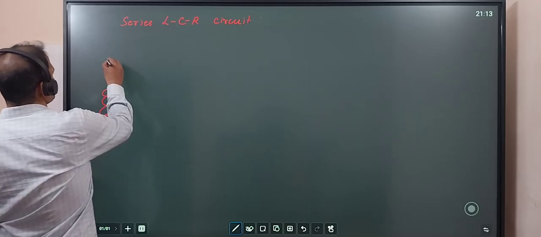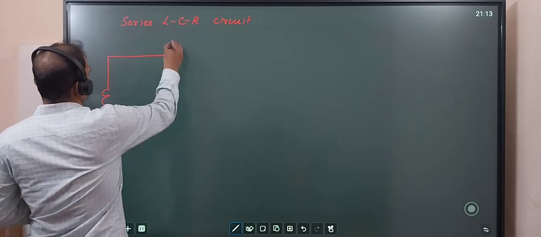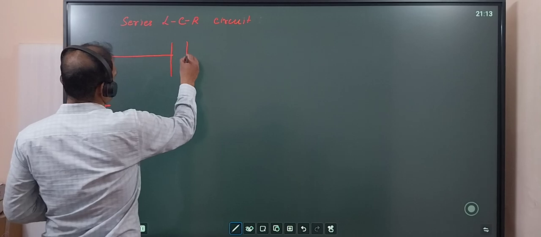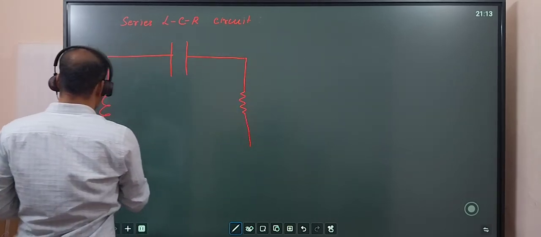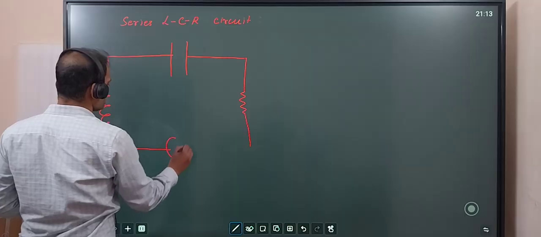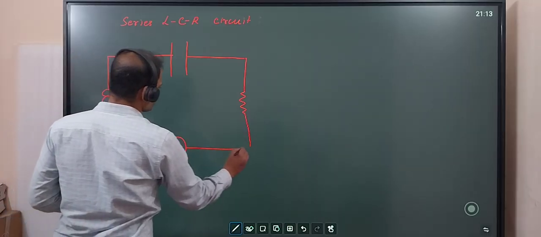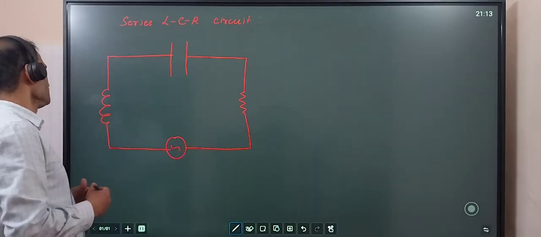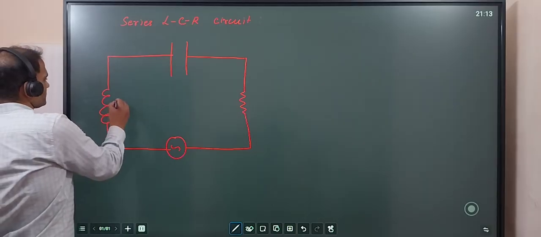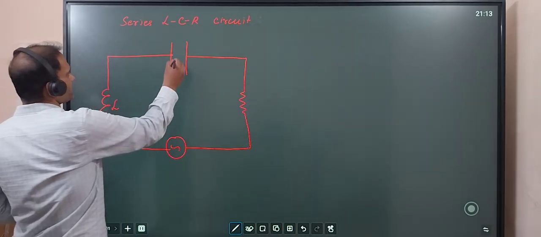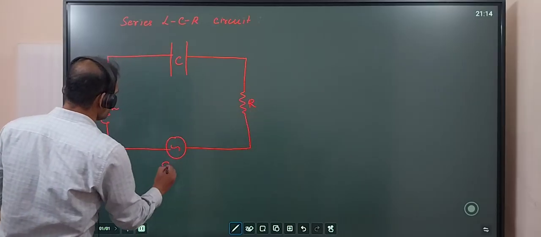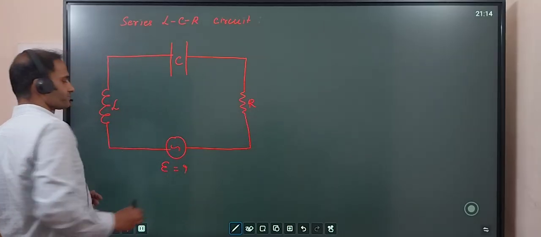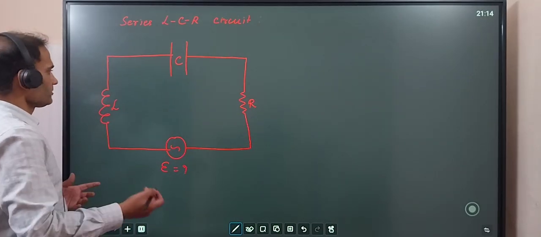we have an inductor, and we have a capacitor, and we have a resistor, and obviously we have a source of EMF. The inductor is L, the capacitor is C, the resistor is R, and this is the EMF. We don't know it.